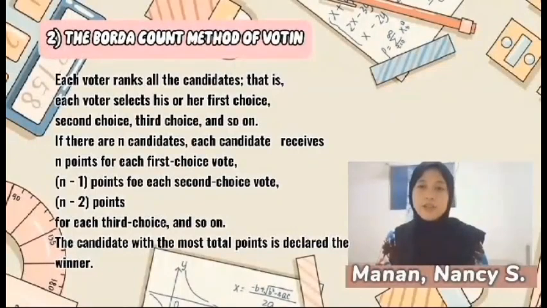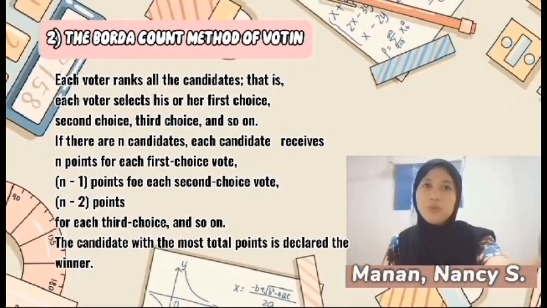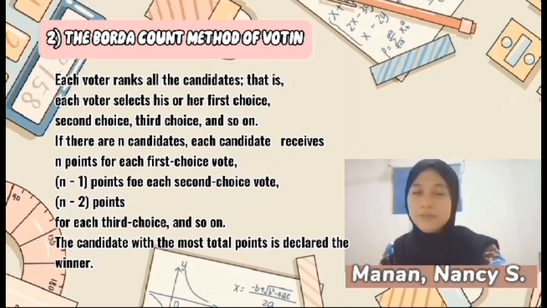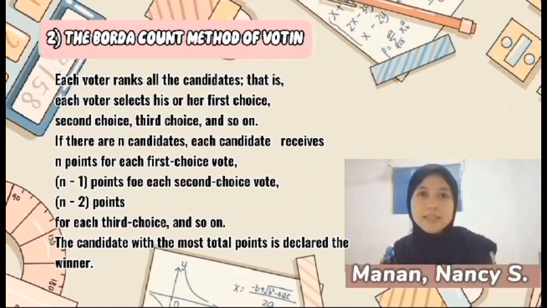Okay, so the next is the Borda count method. Each voter ranks all the candidates, that is, each voter selects his or her first choice, second choice, third choice, and so on. If there are n candidates, each candidate receives a number of points. For each first choice vote, n points; for each second choice vote, n minus 1 points; for each third choice, n minus 2 points, and so on. The candidate with the most total points is declared the winner.